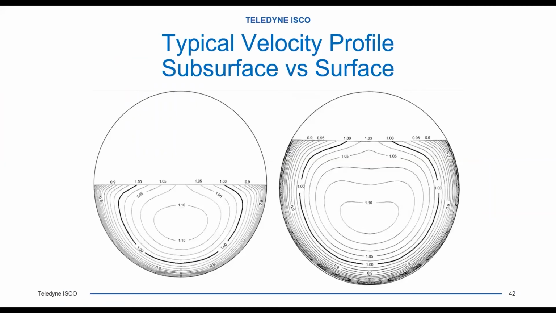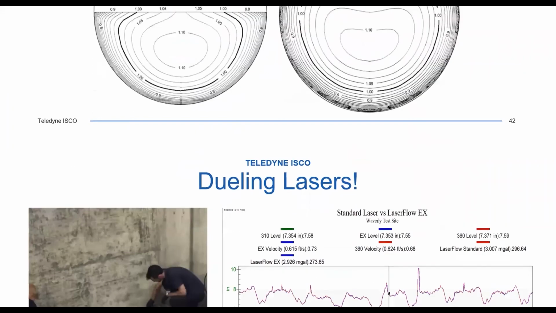And this one is kind of a neat little diagram, to give you an idea of velocity profile and what it looks like. And you can see on the surface, it's slightly different than what you see below the surface. So it gives you a different look at subsurface versus surface velocity.